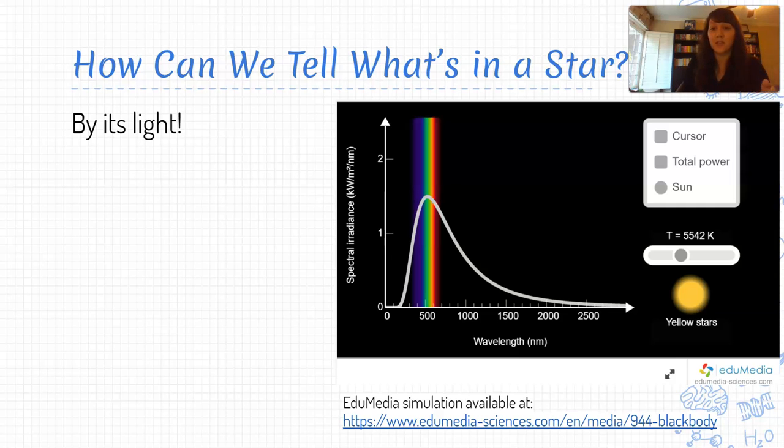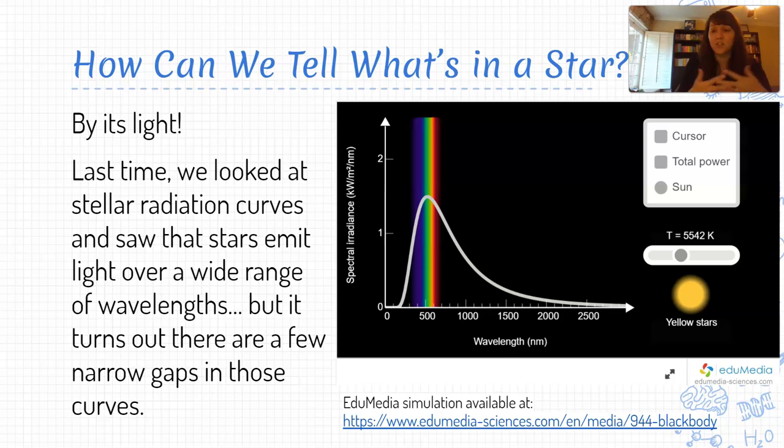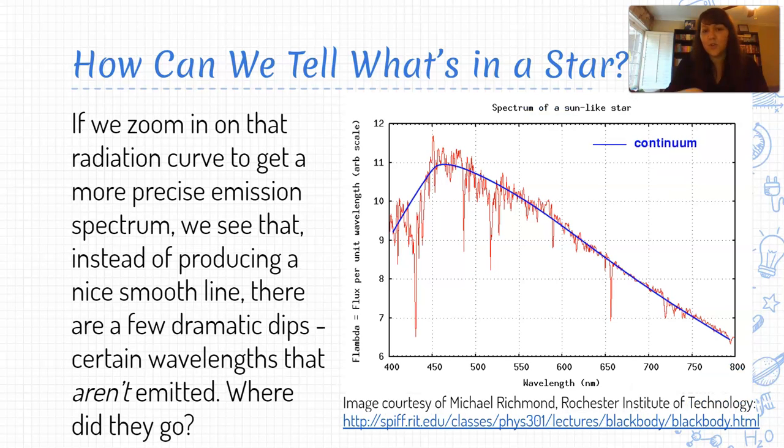So we already know that we can use light to determine the temperature of a star, but we can also use that light to determine what's in the star. Okay, so we've already looked at this radiation curve and we said, oh, we've got this nice little peak here and then it kind of dips off. But that's not the whole story. When we're really zoomed out, that's what the emission curve looks like. But if we zoom in on that curve of the amount of different wavelengths being radiated by a star, we see something interesting. There are these little gaps in that curve. And you can see that right here.